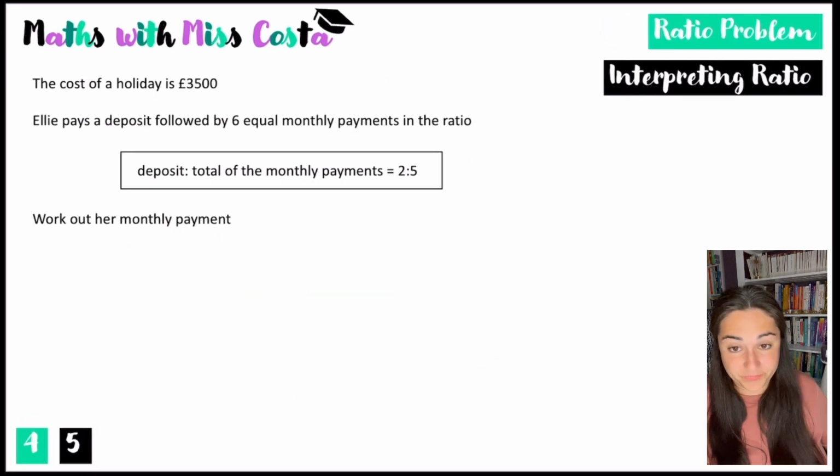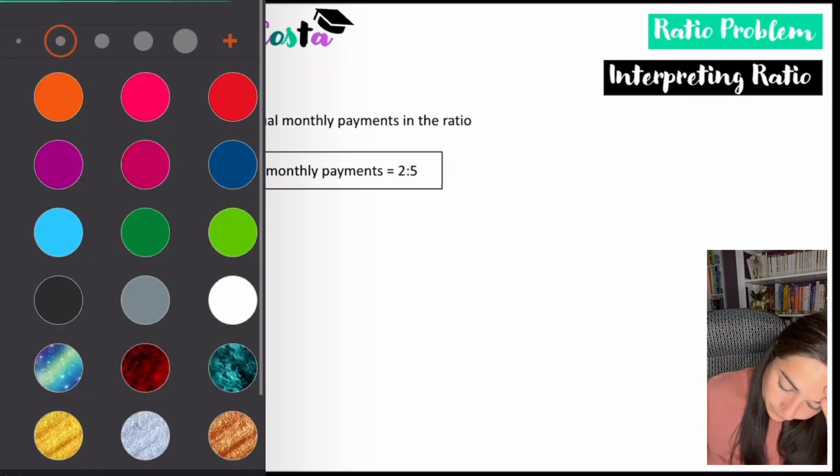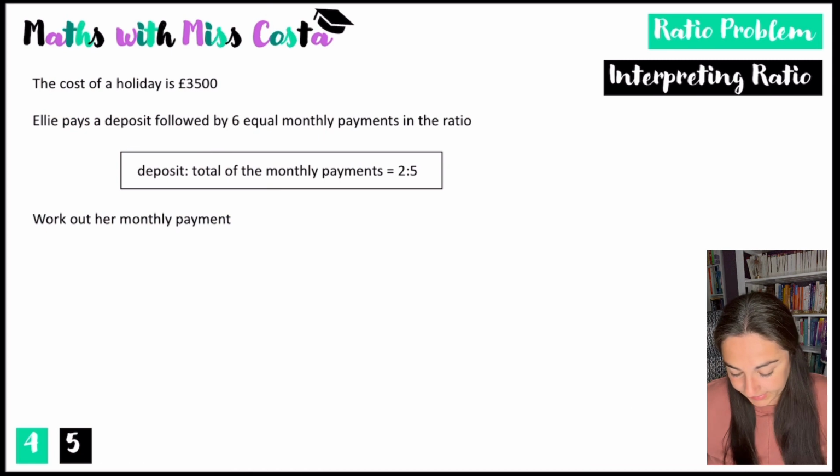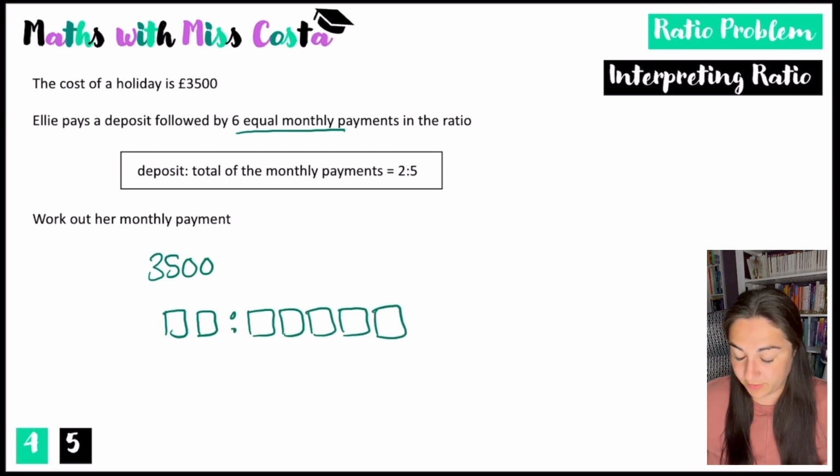Okay, now next ratio question. The cost of a holiday is £3,500. Ellie pays a deposit followed by 6 equal monthly payments in the ratio 2 to 5. Okay, so we know we've split £3,500 in the ratio 2 to 5 parts. So 1, 2, 3, 4, 5. So in total, how many parts are we splitting 3,500 by?